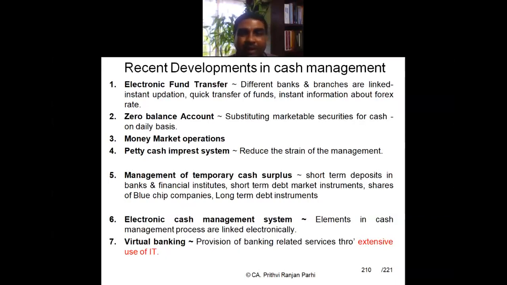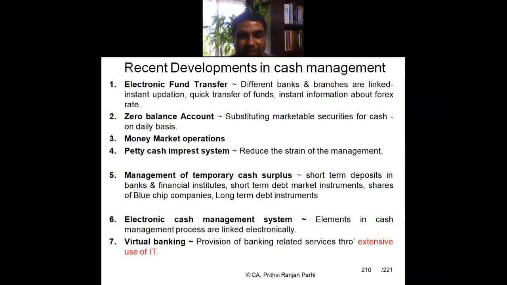Then money market operation. If some surplus cash is there, that can be invested in money market instruments, very short-term instruments, so that some interest can be earned. Petty cash and imprest system can be introduced. Main cash can be segregated from petty cash. Management of temporary cash surpluses, that can be invested. Electronic cash management system can be introduced.